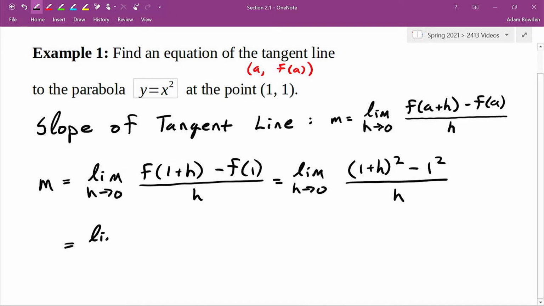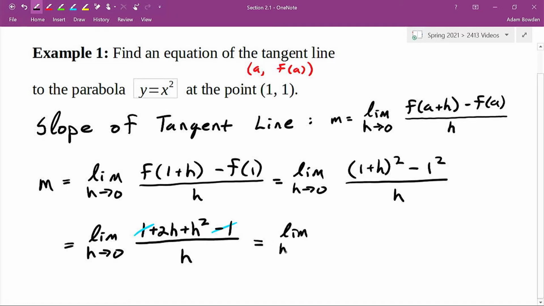That would be equal to the limit as h approaches 0. If we square 1 plus h, it turns into (1 + 2h + h²) minus 1, all over h. Notice how the 1's cross out here. As a result, there will only be a 2h and h² left over in the numerator. We can actually factor out an h to make it into h times (2 + h) all over h.